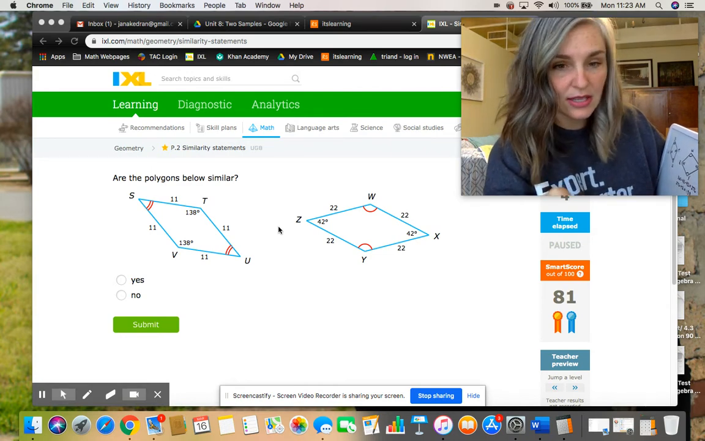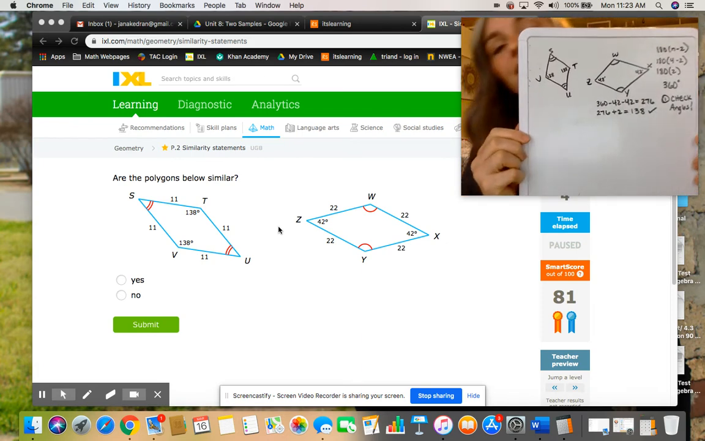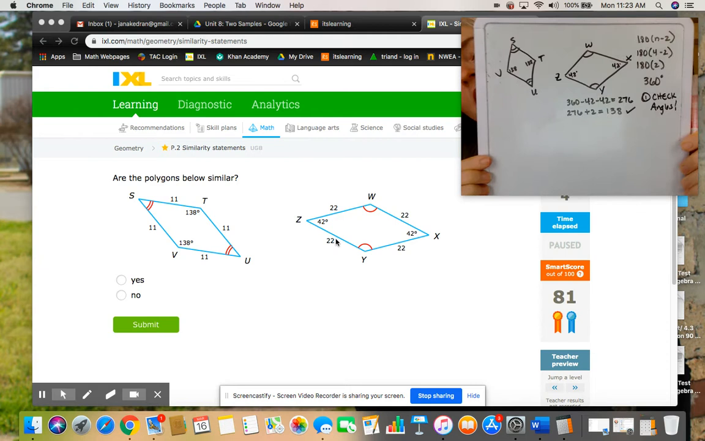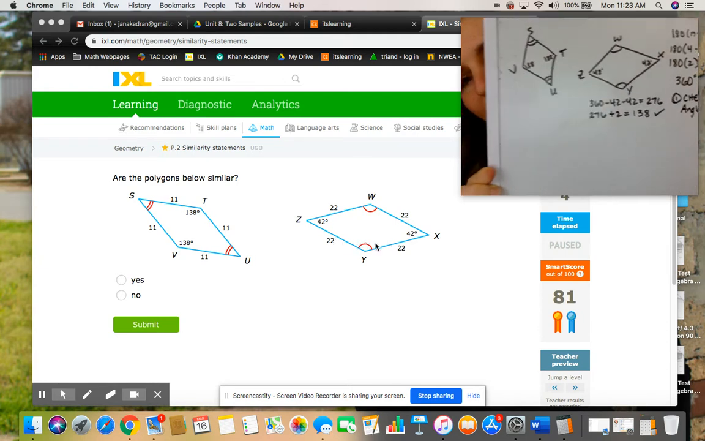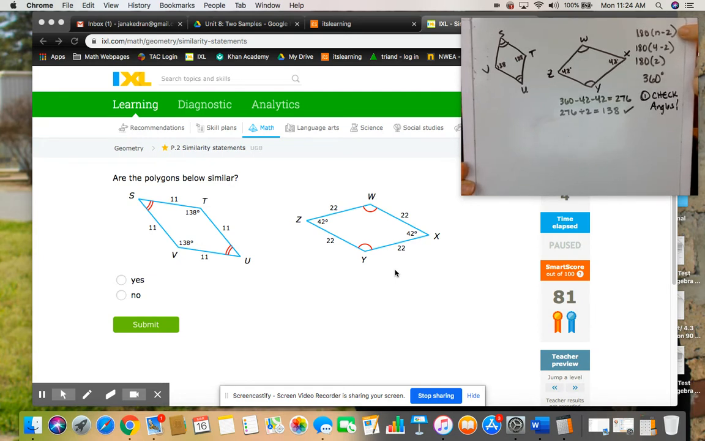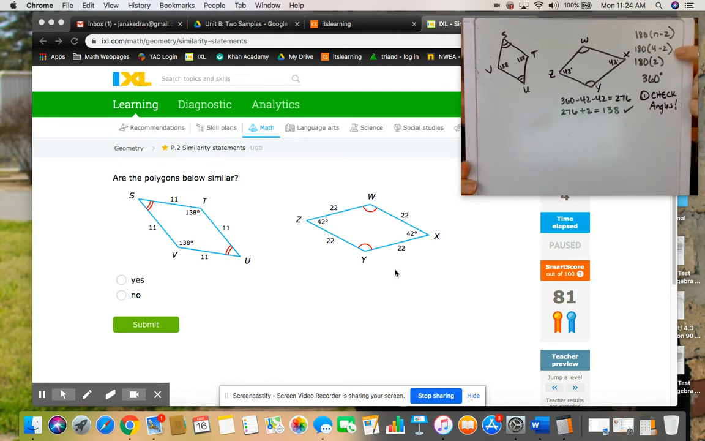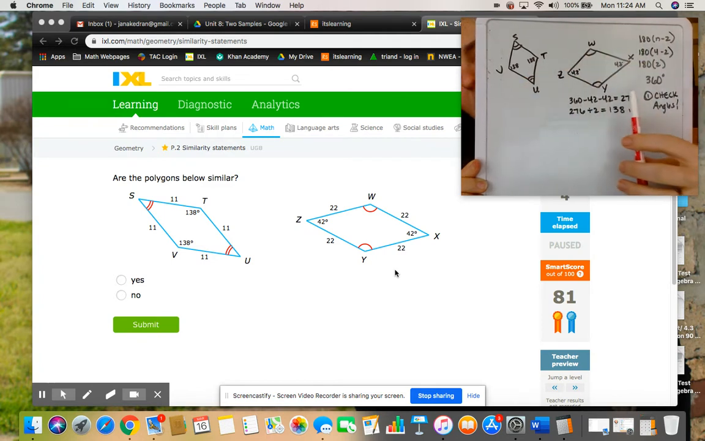Okay, if I'm looking at this picture, and I actually drew a picture so it's a little easier to see, the first thing I did on this side is check to make sure these have the same angle measures. To figure out how many total degrees should be in this four-sided figure, I use the formula 180 times n minus 2. So that's 180 times 4 minus 2 for 4 angles, and we end up with 360 degrees total. So inside each one of these figures, I should have 360 degrees.